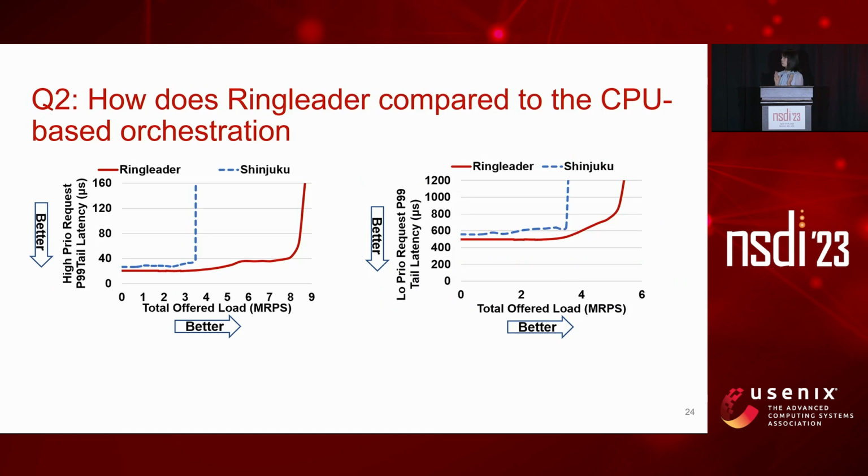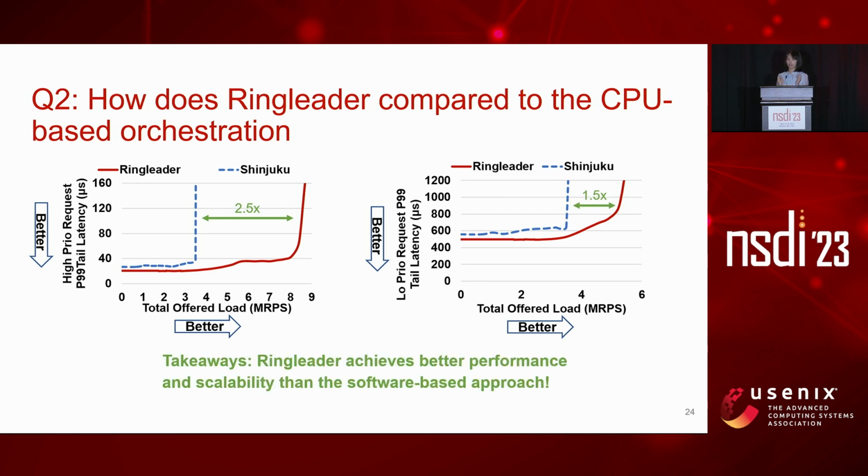The next question we want to answer is how Ringleader compares to state-of-the-art CPU-based orchestration. And we compare to Shinjuku. We can see from the result that Shinjuku, because it's bounded by a single core's performance, has its throughput limited to around 3 or 4 million requests per second. However, Ringleader can scale much more than that and achieves better scalability than the software-based approach. In conclusion, Ringleader achieves better performance and scalability than the software-based approach.